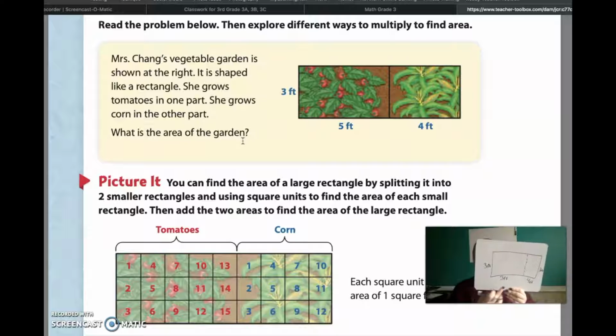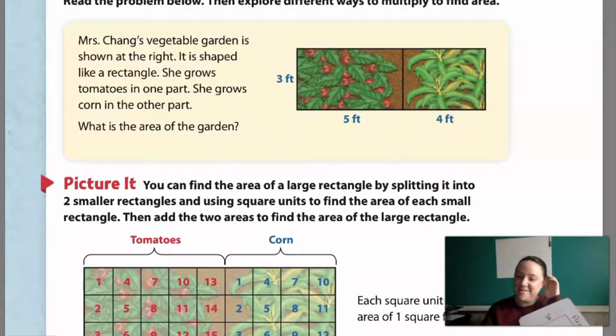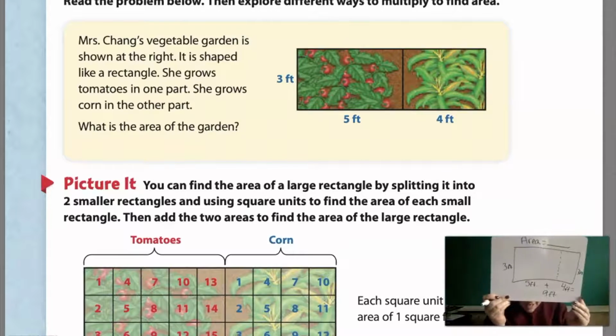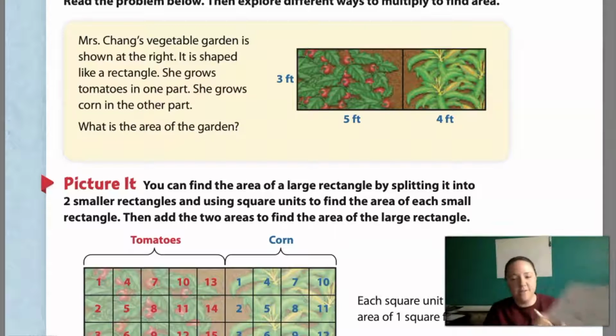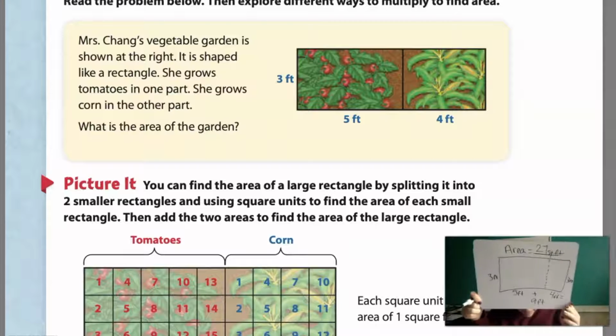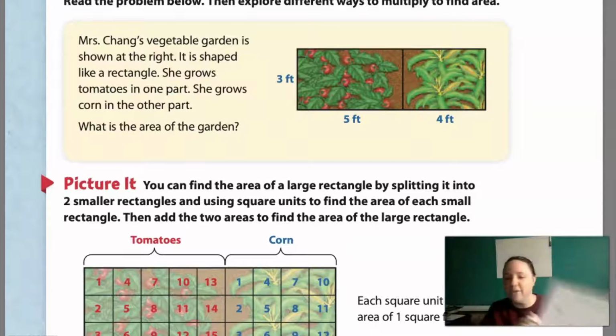What am I going to do with my 5 and my 4? Somebody tell me? If you said we add them, you are correct. Hi, sorry, it cut out. So as I was saying, you're going to multiply 9 times 3, and 9 times 3 equals 27 square feet. Nice job. So basically they're just adding them both together.